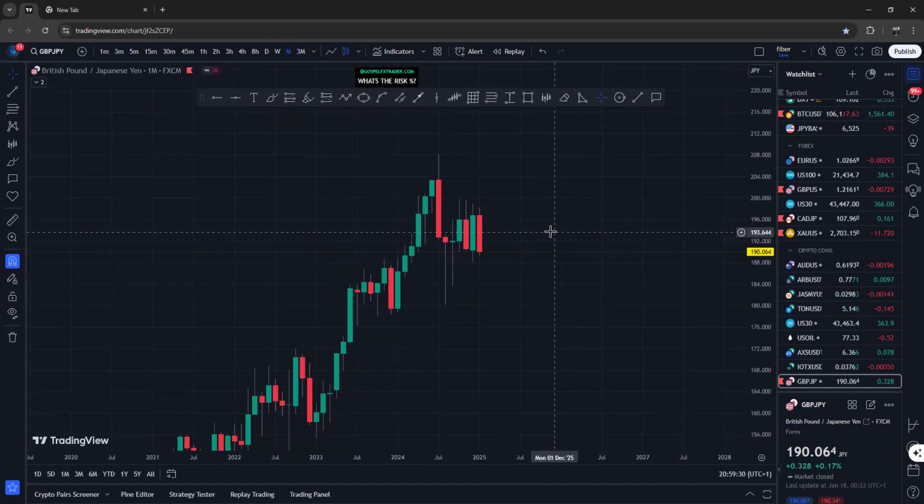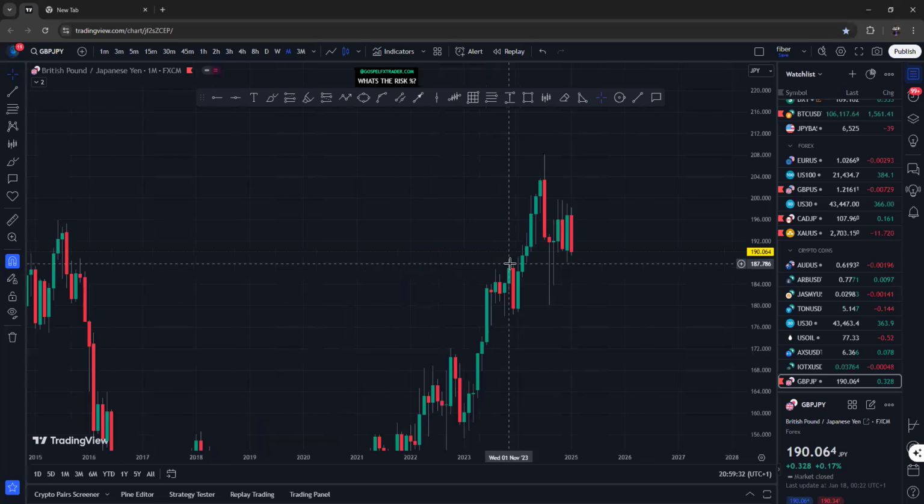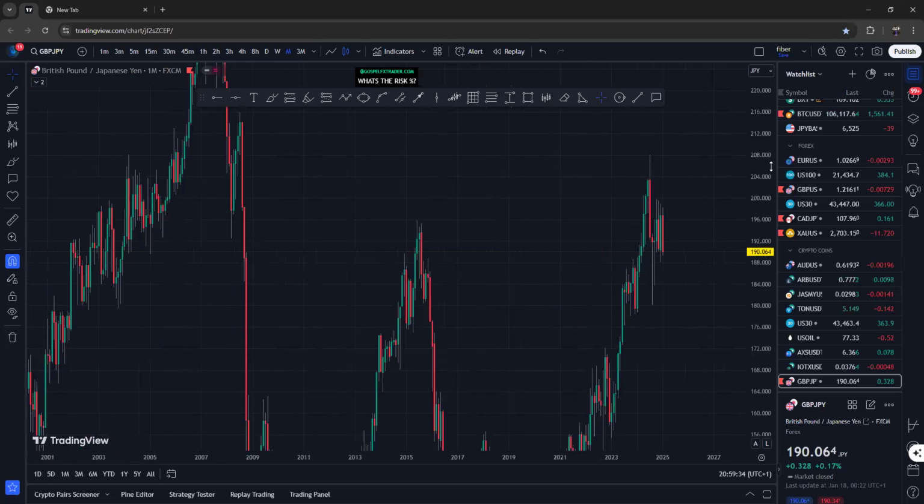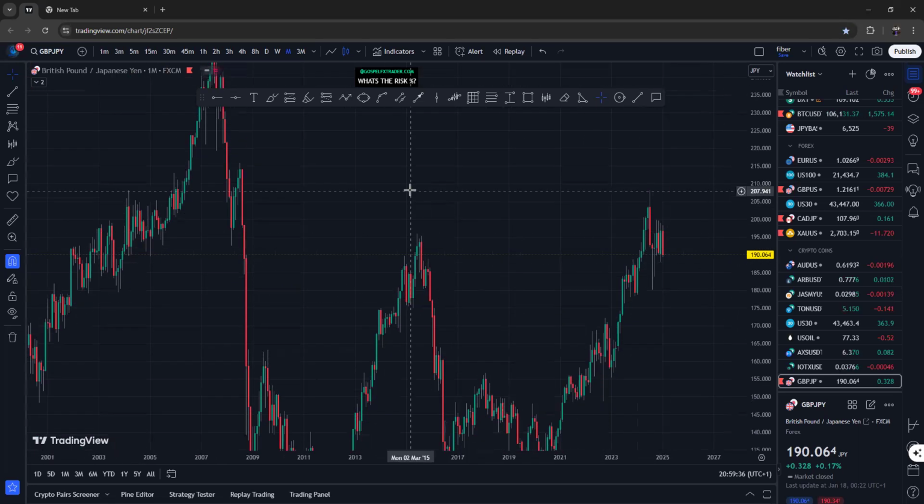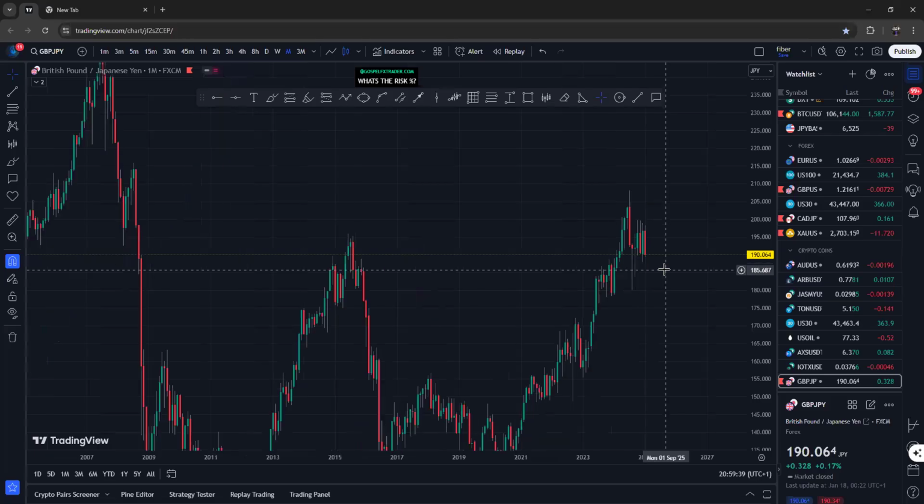GBP GPY also is consolidating. It looks more like it wants to sell, but still, we're expecting higher prices.